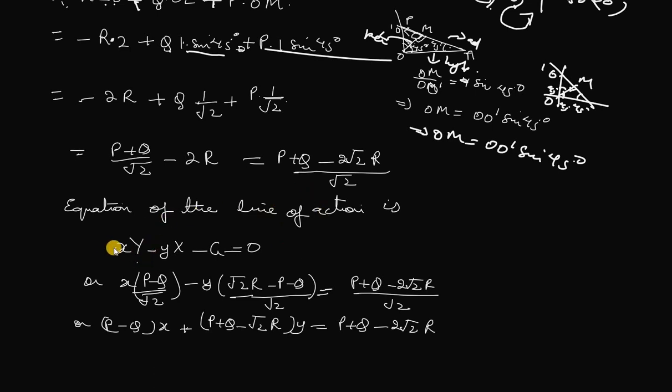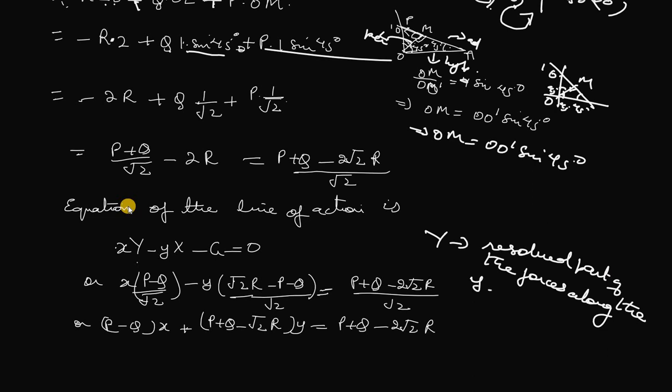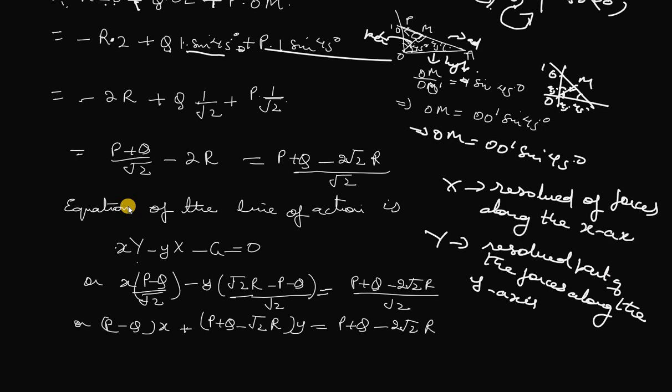The equation of the line of action is given by x into capital Y minus y into capital X minus G is equal to 0, where capital Y stands for the resultant of the forces along the y-axis, and capital X is the resultant of forces along the x-axis. And we have got the value.